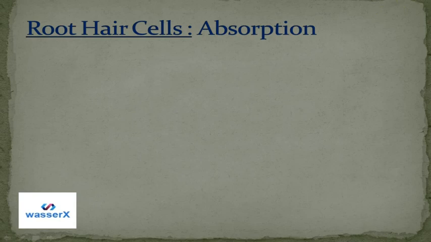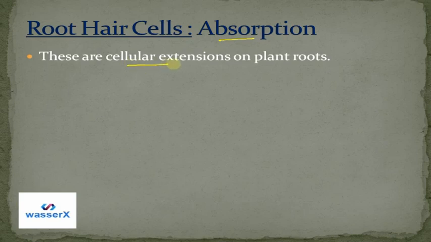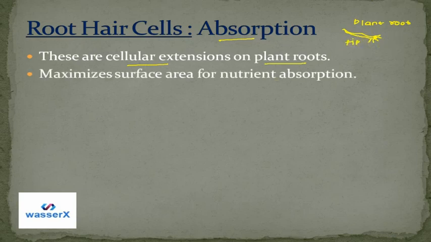Next cells are root hair cells, and their function is absorption, right? So what are root hair cells? We can say that they are cellular extensions on plant roots. Let's just take the example. This is a plant root. They are the cellular extensions or hair-like structures on the plant roots. This is my plant root, and at the tip of the root, they maximize the surface area for nutrient absorption. Because of the presence of these hairs, you can see a large surface area is provided. Due to this, nutrients can be absorbed faster. And we already know that they absorb by means of active transport.